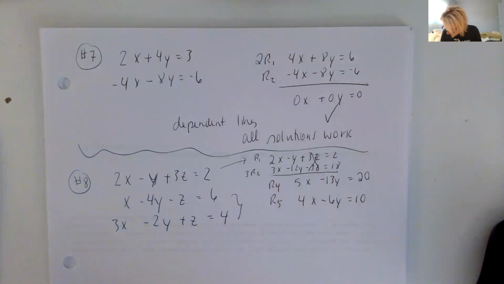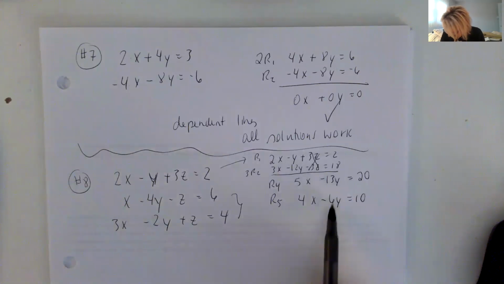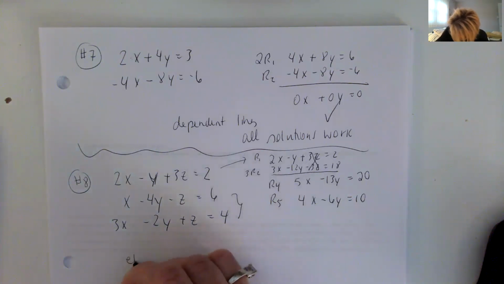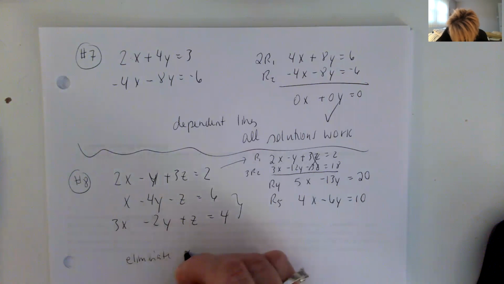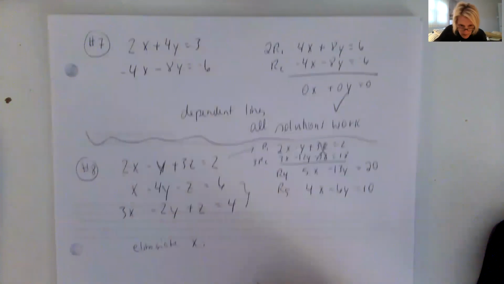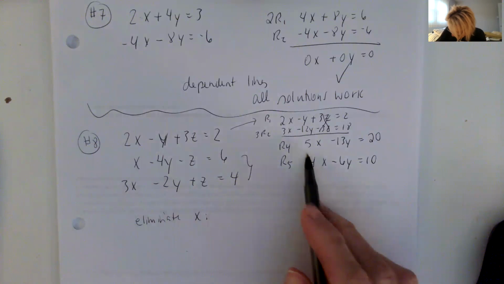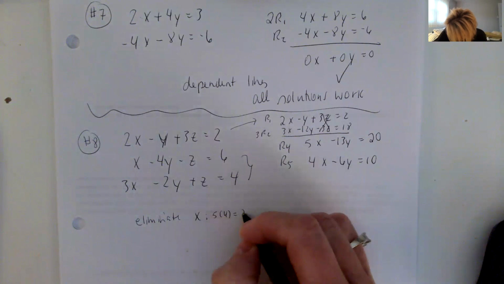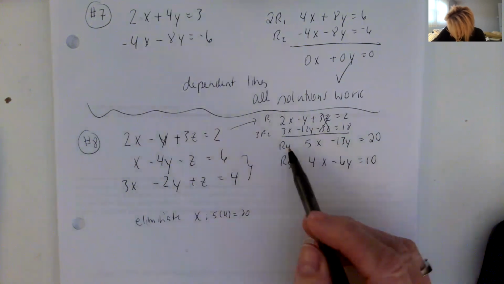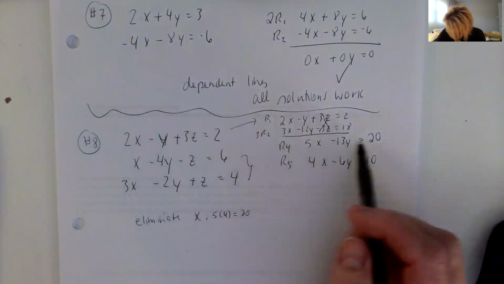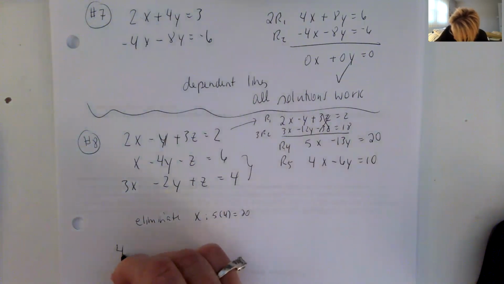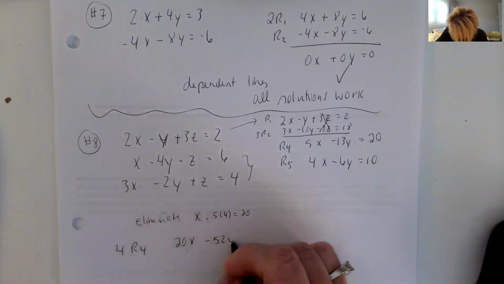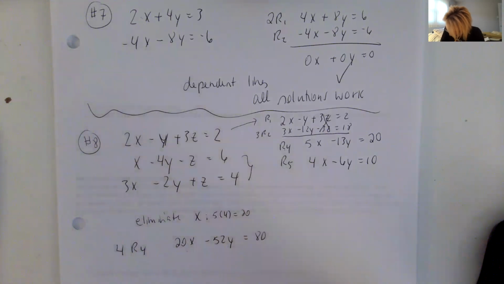Okay. Now from row 4 and row 5, we have to get them to cancel. So I'm going to eliminate x by getting it to 20, because they're 5 and 4. So we can do 5 times 4 to get to 20. I'm going to make the top one the positive. So I'm going to do 4 times row 4. So we get 20x minus 52y equals 80.